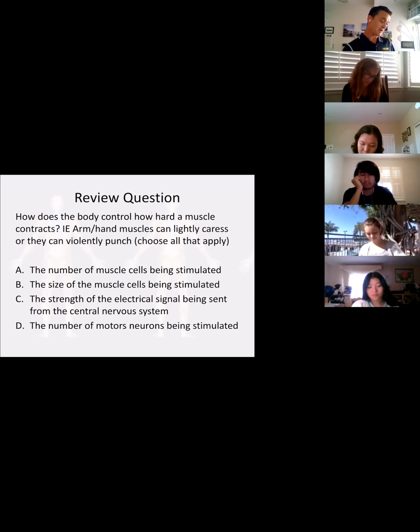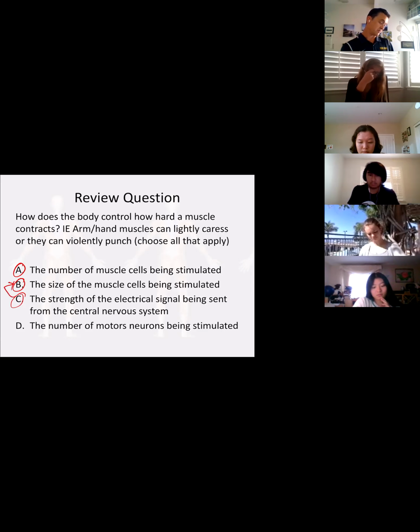Well, definitely the number of muscle cells being stimulated, because that's connected to the number of motor units being stimulated. And we just talked about how that's directly connected to the size of the muscle cells, because the motor units with the small cells contract first, and then it works its way up to the larger ones. And the strength of the electrical signal being sent from the nervous system is what dictates both of these. So definitely that's important.